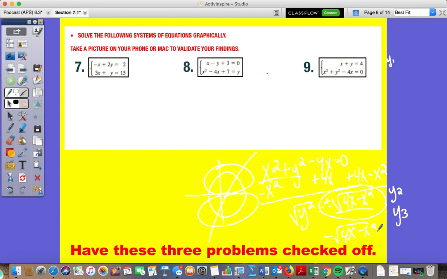And then once I go to intersect, you'll be asked first curve, second curve, and then the guess, alright? So when you say first curve, go ahead and intersect there. Press enter there.